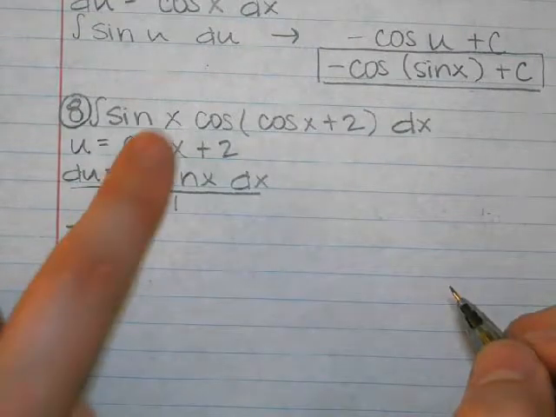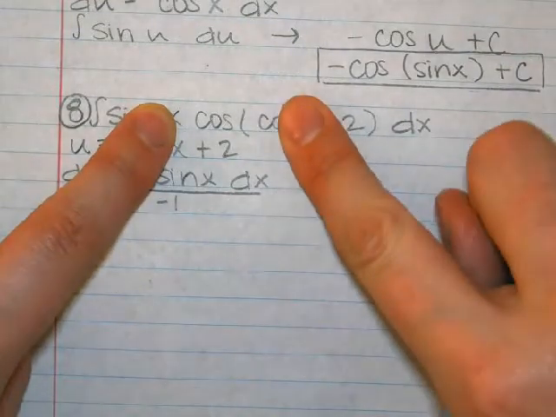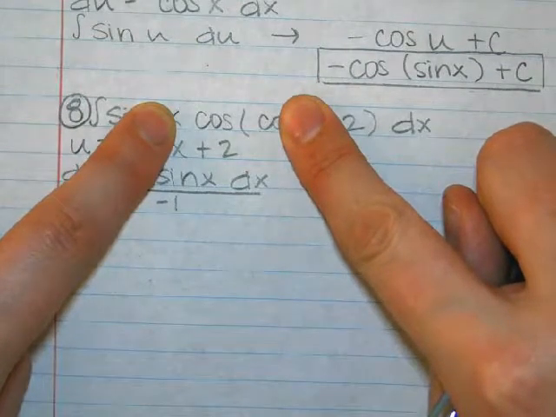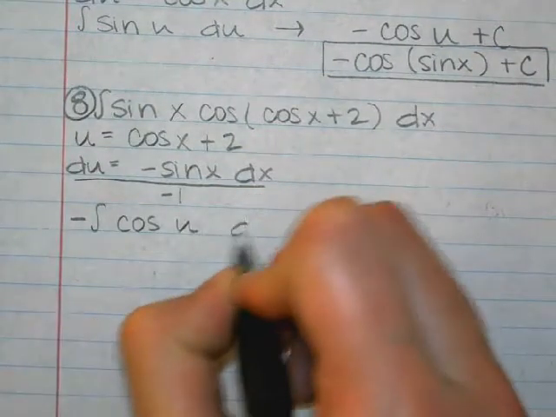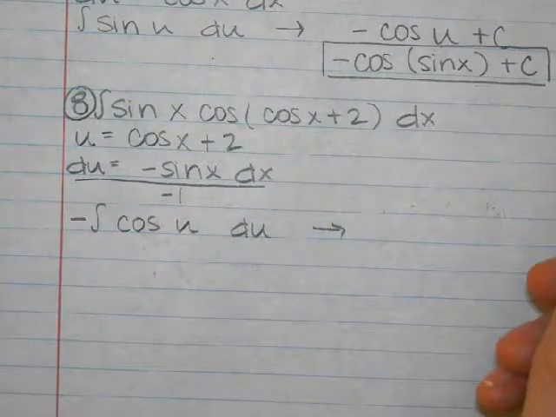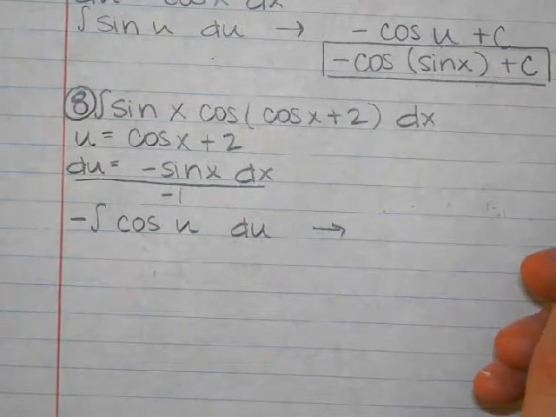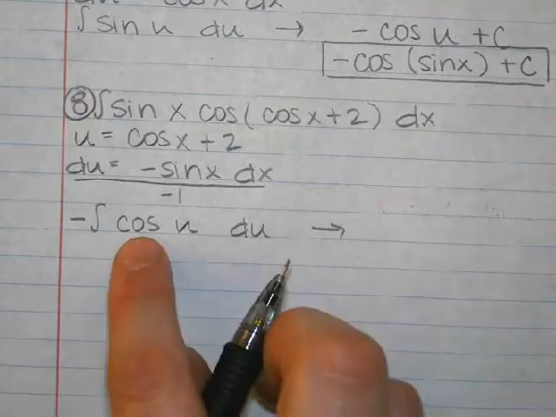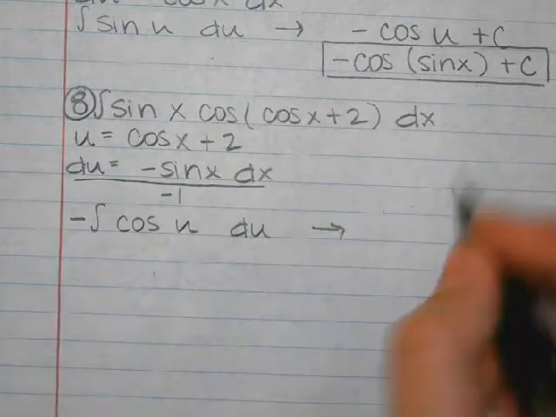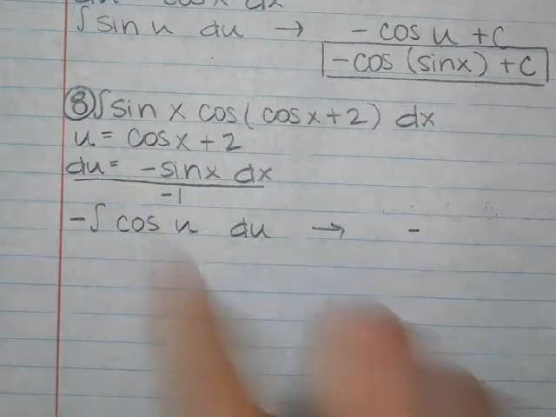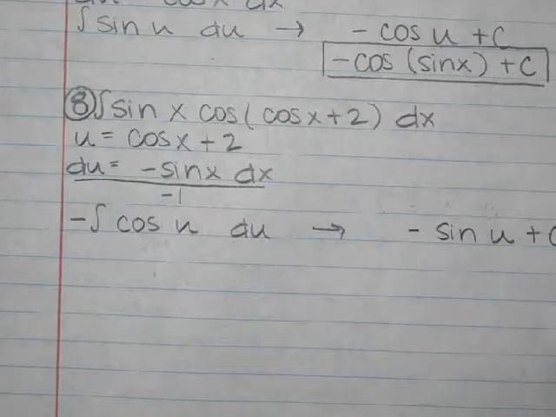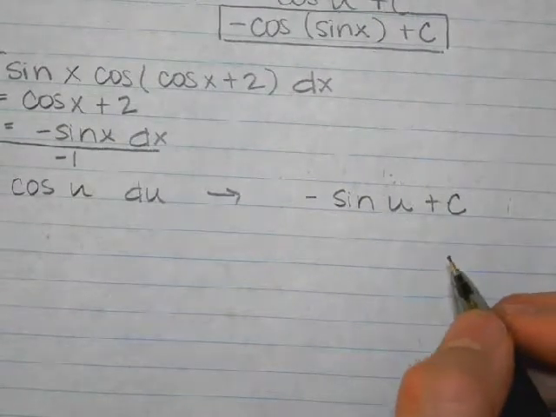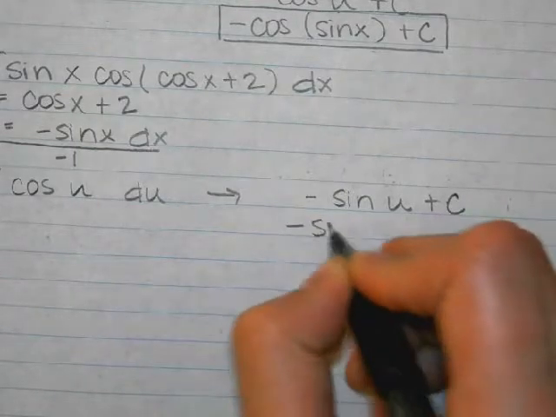So this sine x is part of the derivative. This is the inside. And so what are we finding the integral of? Cos u. And what is the integral of cos u? It's not negative sine. There's a negative in front of the integral, and that's what makes our answer negative. The antiderivative of cos is just sine, so that would be negative sine u plus c. And what are we going to replace the u with? Cos x plus 2.